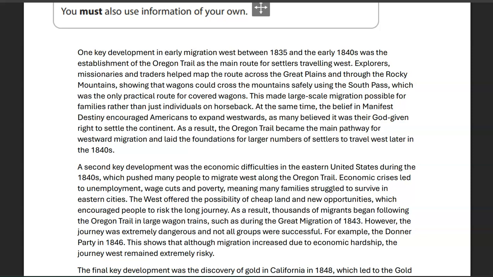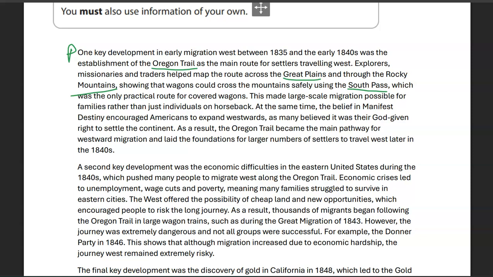So remember, we're starting in chronological order. So here I'm talking about early migration. So one key development, and this is the P in my Peel paragraph, in early migration west between 1835 and the early 1840s was the establishment of the Oregon Trail as the main route for settlers travelling west. That's some specific information. Explorers, missionaries and traders helped map the route across the Great Plains, more specific information, and through the Rocky Mountains, showing that wagons could cross the mountains safely using the South Pass, which was the only practical route for covered wagons.